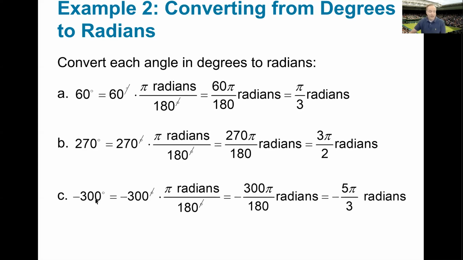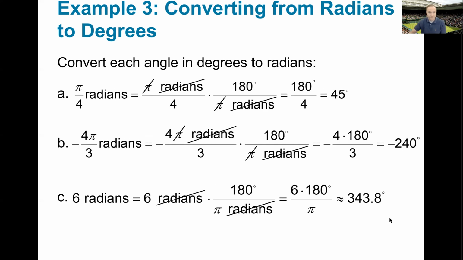What if I have a negative degree? No big deal. I just say, well, that's just going to be negative 300 degrees. You're going to divide that by 180 degrees, multiply by pi radians, which gives me negative 300 over 180. And then here I reduce down 300 over 180 by a factor of 60. 60 goes into 180 3 times. 60 goes into 300 5 times. And of course, you still keep your negative for negative 5 pi over 3.